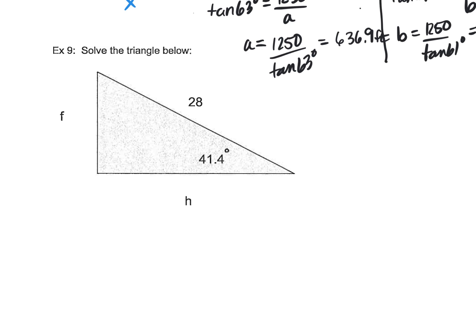Last one. Can you solve this triangle for two sides? Two separate pieces means two separate trig ratios.